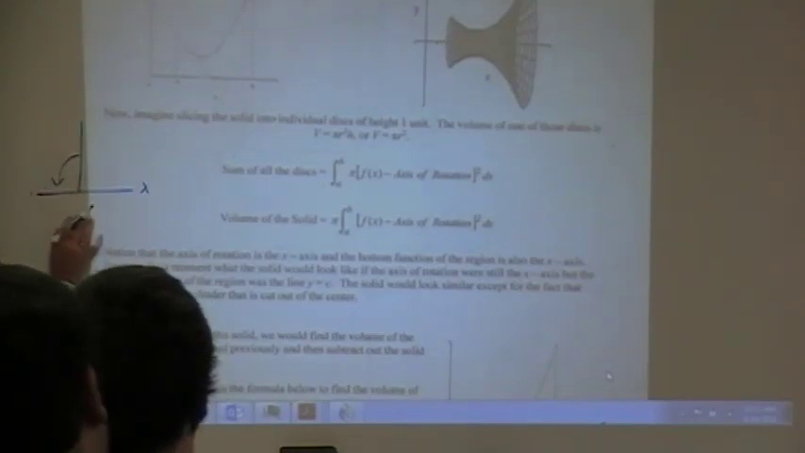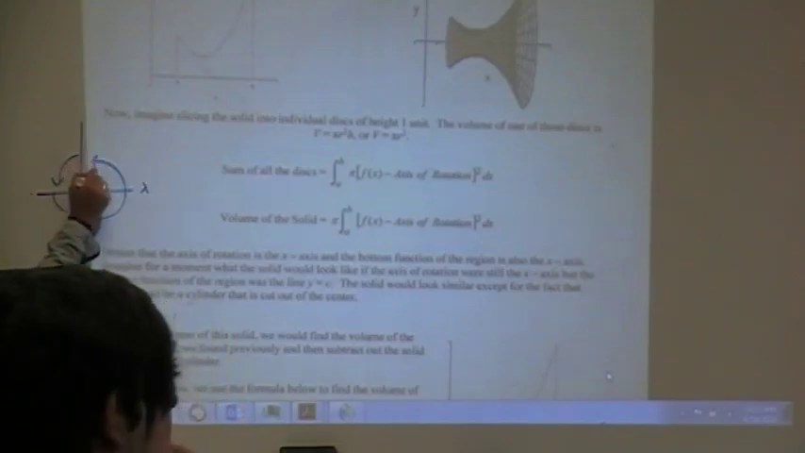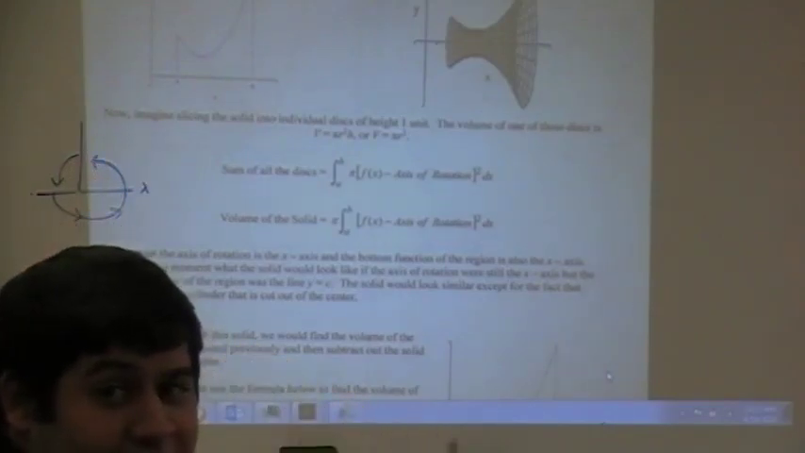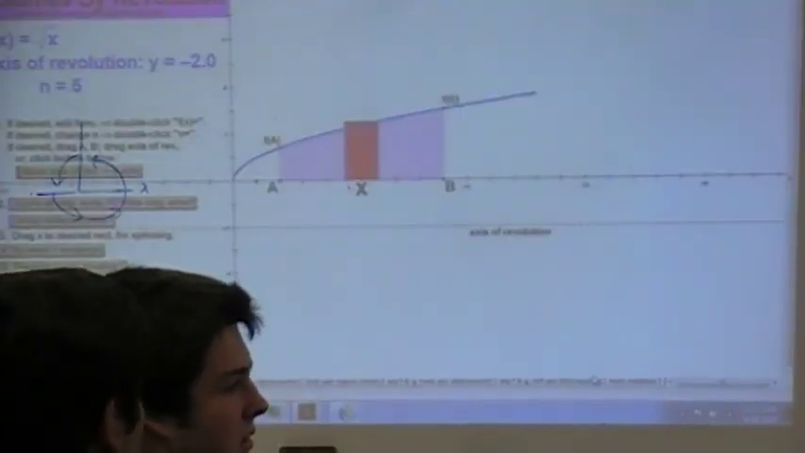Okay, how far is it from the x-axis? I'll show you what it's doing. This graphic is a good one. Here, let me show you this one. This is a good example.